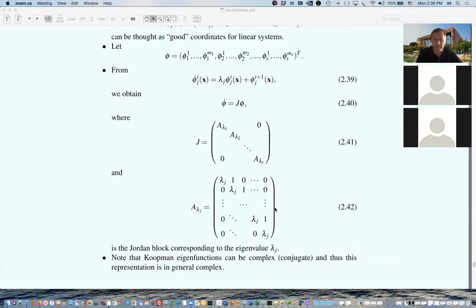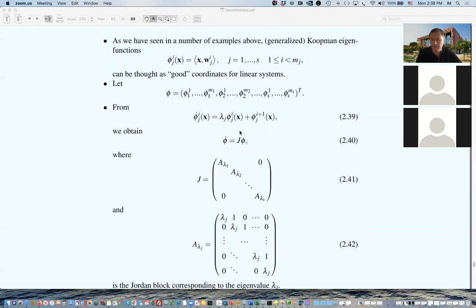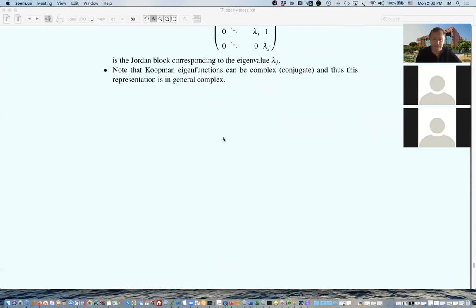And so we have obtained the general representation of a linear system using the well-known Jordan block structure, but the way we got there was starting with generalized Koopman eigenfunctions. So that's different than the usual way we arrive at these conclusions. So it is the Koopman eigenfunctions themselves that provide you with the transformation to a Jordan block structure.